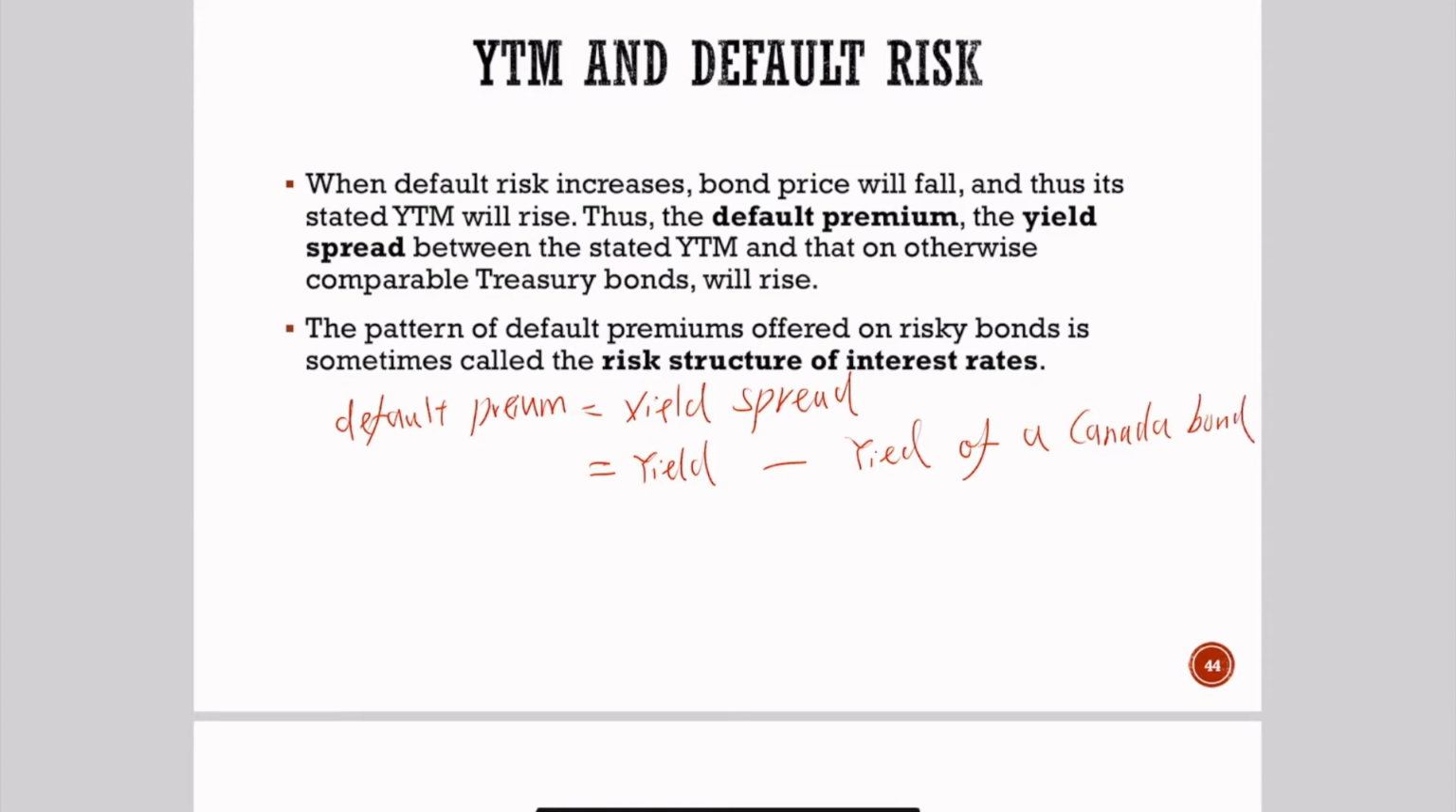To be precise, you want this Canada bond to have the same maturity as your bond, and the same coupon rate as your bond. In this case, the yield difference will tell you the default premium, because we assume the Canada bond is default free. There is no default risk to the Canada bond. Then the difference between these two yields will just give you the default premium.